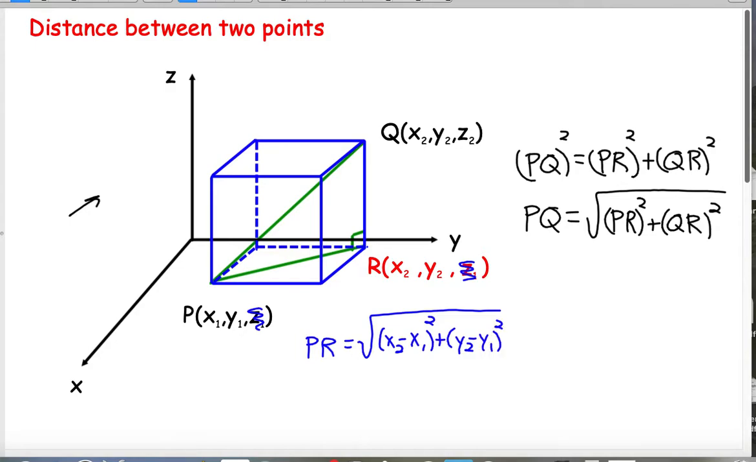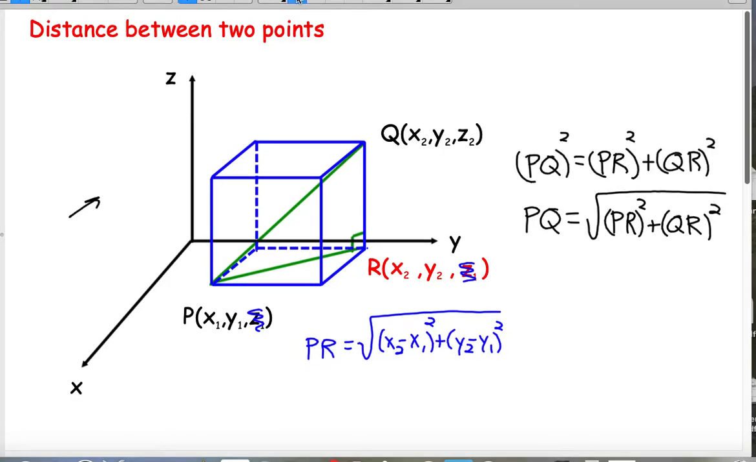And then what about the distance from Q to R? Notice that Q is directly on top of R, so I can simply subtract the z-coordinates, and that'll give me the distance from Q to R. So Q to R is going to be z sub 2 minus z sub 1.